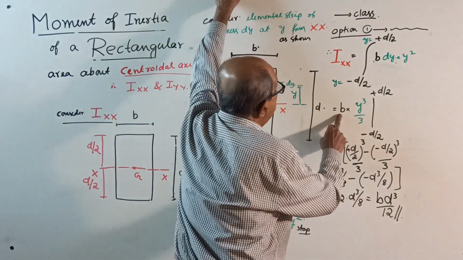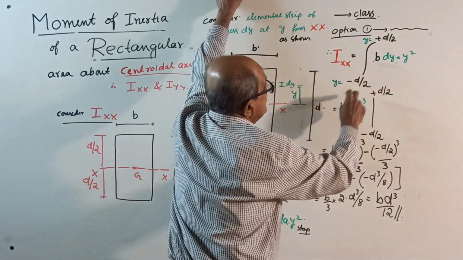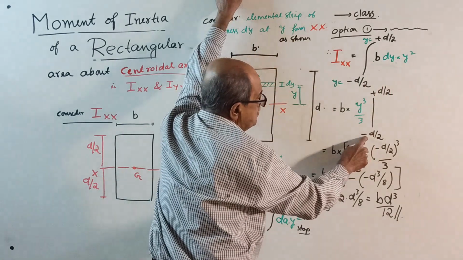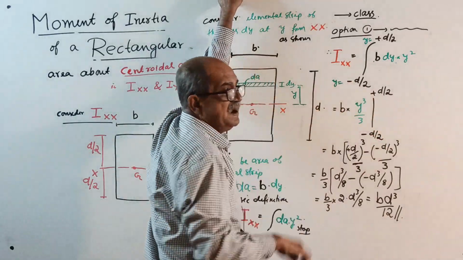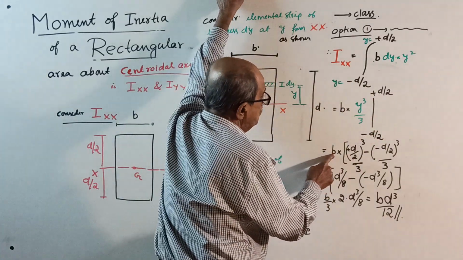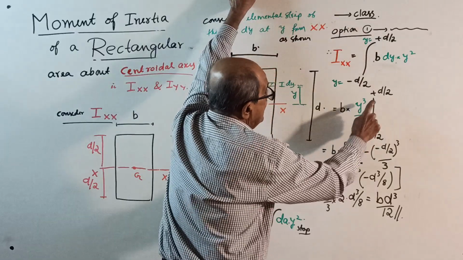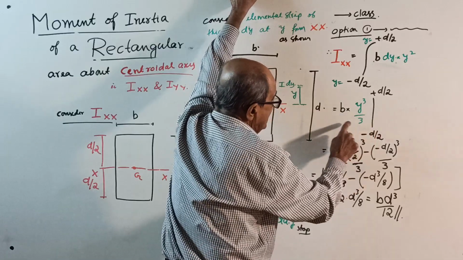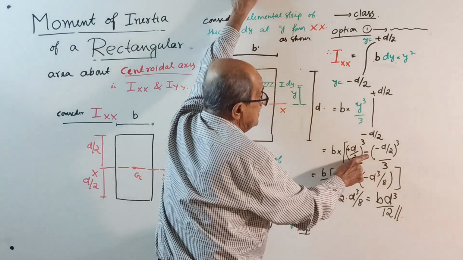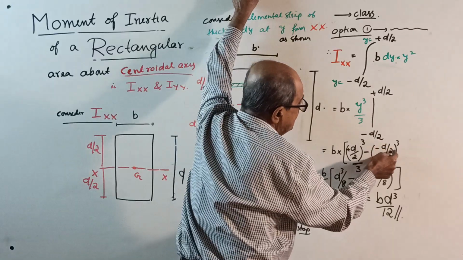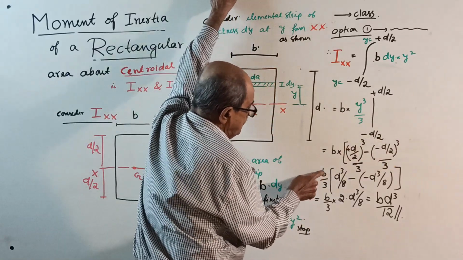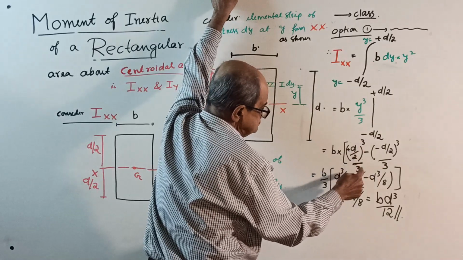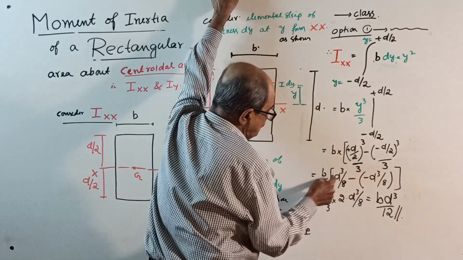So it equals b into, b being constant, y square dy will become y cube by 3, from minus d by 2 to plus d by 2. Substitute: b into plus d by 2 cube divided by 3, minus of minus d by 2 cube divided by 3. This is mathematical minus, from integration. Or b by 3 common, d cube by 8. See, 3 I had already taken outside.